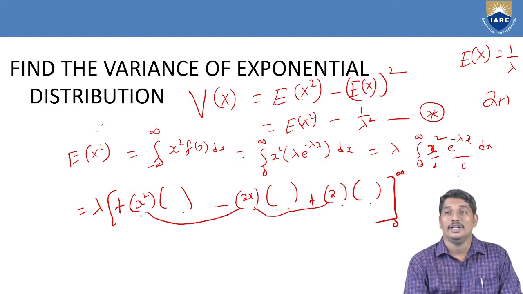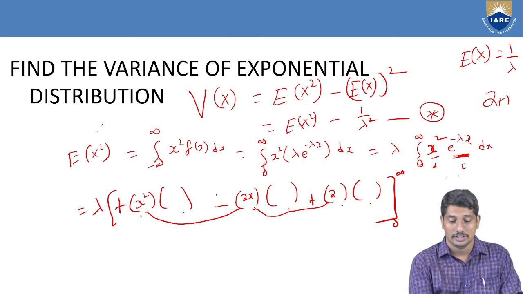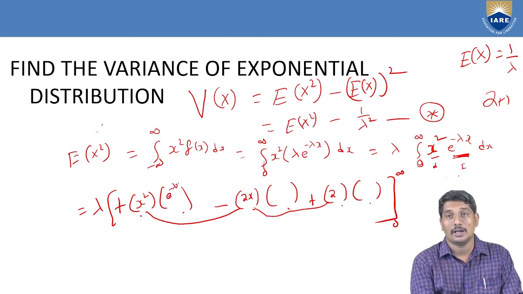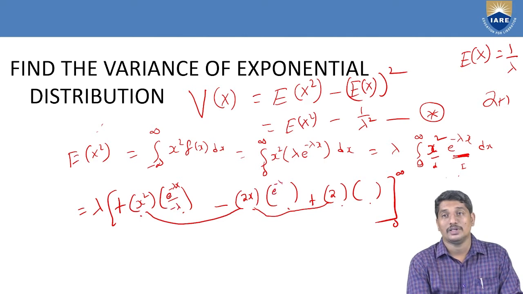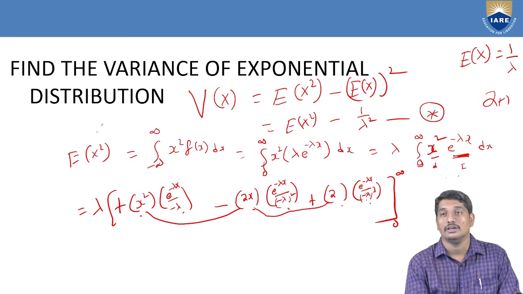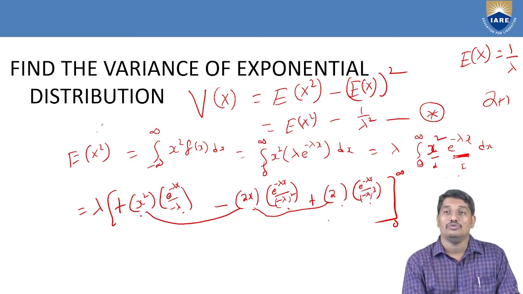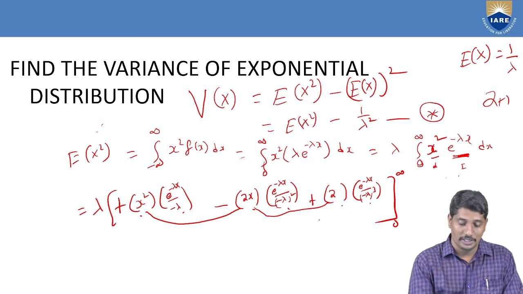Okay. Now integration, here itself we have to start the integration. Integral of e power x, that is e power minus lambda x by minus lambda. Second time integration, e power minus lambda x by minus lambda whole square. Third time integration, e power minus lambda x by minus lambda whole cube. Okay, so this is how we will apply Leibniz rule.